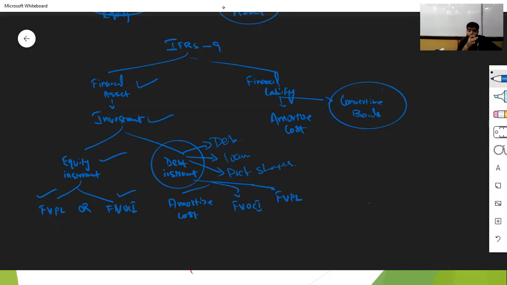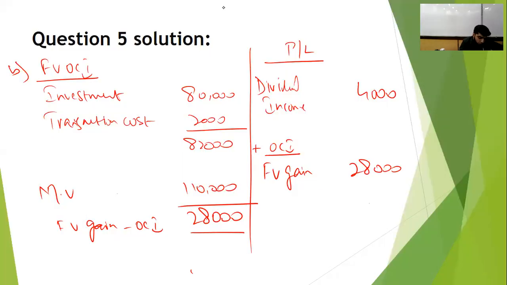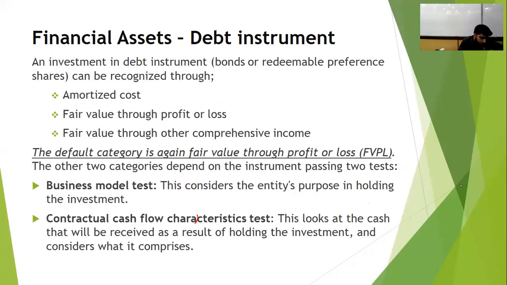It means we will be purchasing the loan notes, the debentures or the preference shares of another entity. How do we account for this? Let's have a look in our session. So, financial asset: now we are moving towards the debt instrument. What is the definition and how can we account for it?